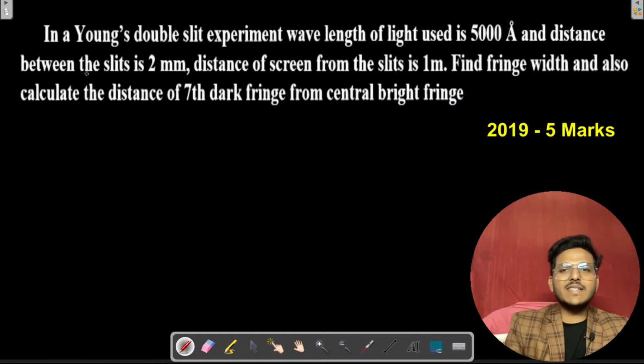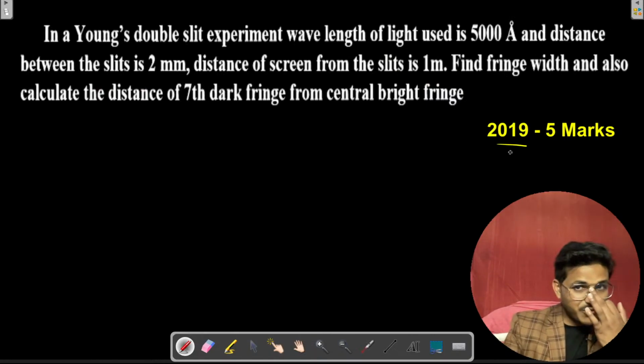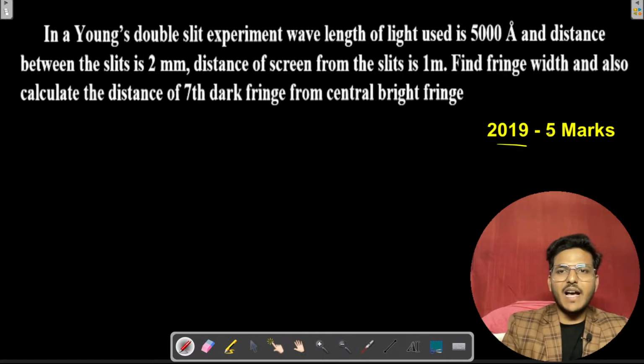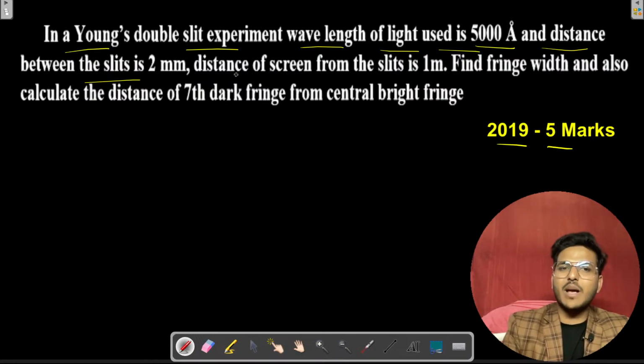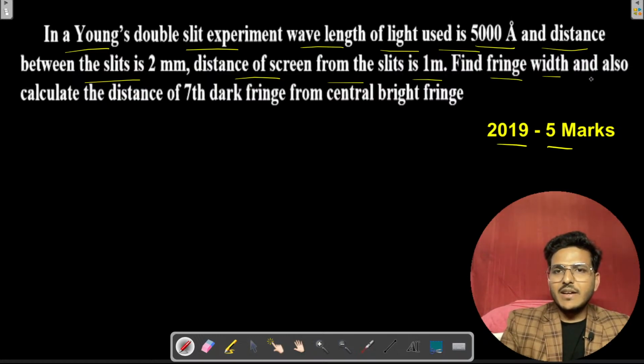Now moving to next. This is a question from 2019 and it is a 5-marker question. In Young's double slit experiment, the wavelength of light used is 5000 angstrom and the distance between two slits is 2 mm. The distance of the screen from the slits is 1 meter. Find the fringe width and also calculate the distance of the 7th dark fringe from the central bright fringe.